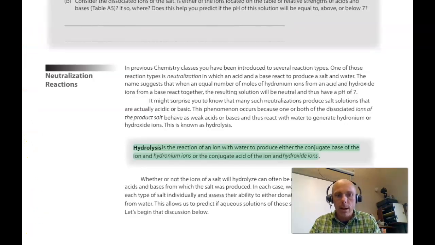I've scrolled down a bit. I'm still on the same page, looking at this text box in green, saying that hydrolysis is the reaction of an ion with water to produce either the conjugate base of that ion and hydronium ions, or the conjugate acid and hydroxide. We've seen these hydrolysis reactions a whole bunch lately. We just haven't called them as such, but this section of our book does. So I just wanted to orient you to hydrolysis. And I'm going to show you a couple of hydrolysis reactions here as I skip ahead.